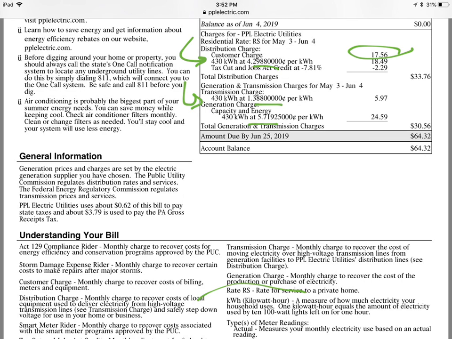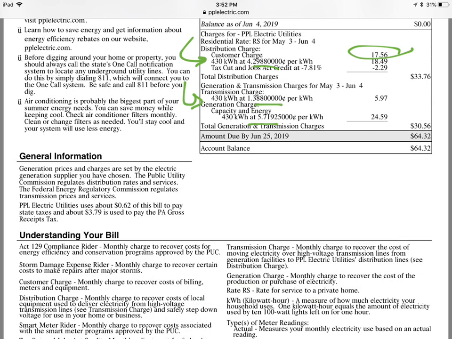Notice there is an explanation, so if you don't remember what kilowatt hours are, they explain that to you. It's a measure of how much electricity your household uses. 1 kilowatt hour equals the amount of electricity used by 10 100-watt lights. 10 100-watt lights is 1,000 watts, which is a kilowatt, left on for 1 hour. That puts it in perspective and gives you an idea of what things would use that amount of electricity.